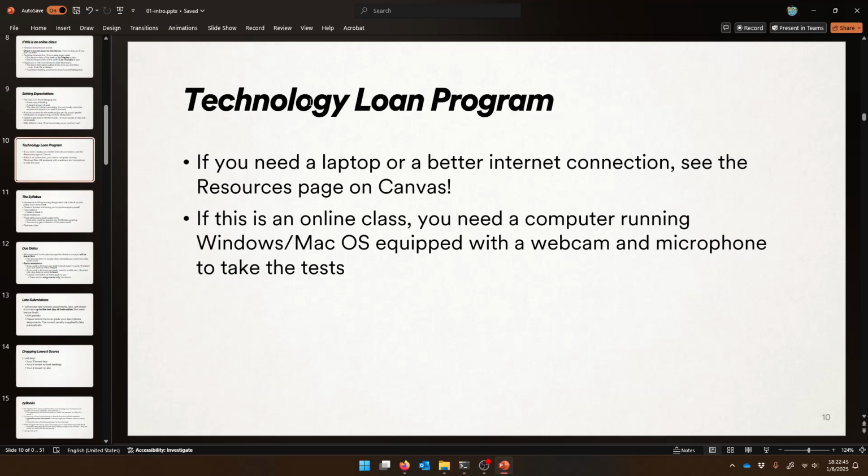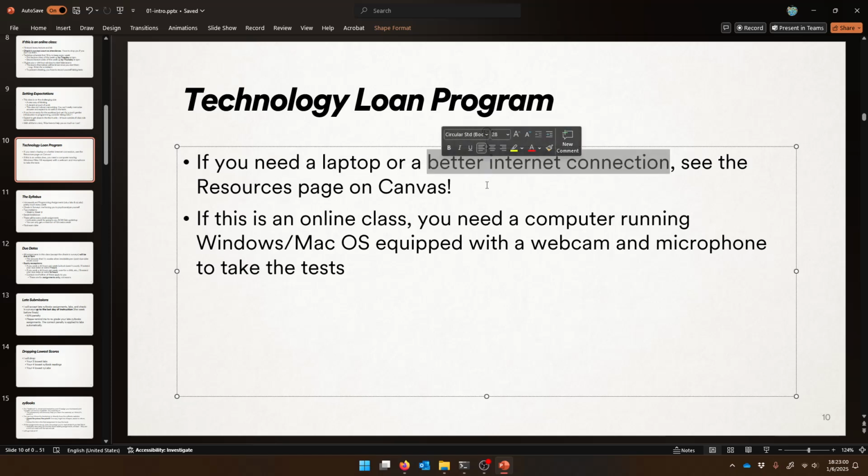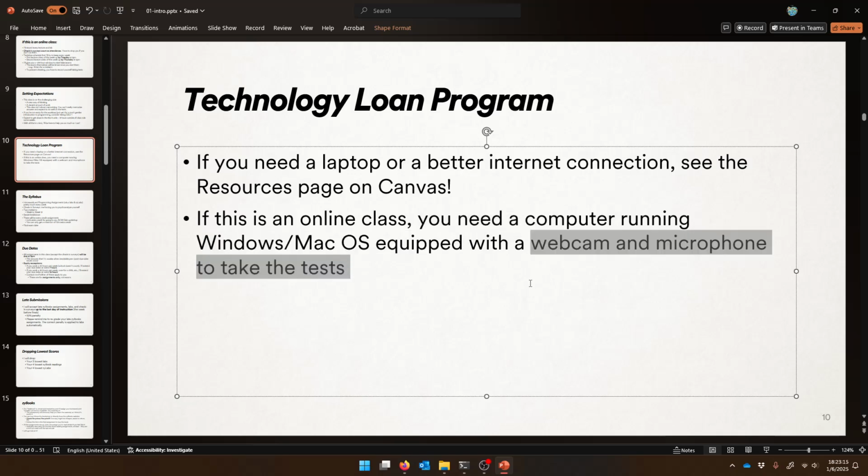As far as technology goes, if you need anything in terms of technology to help you succeed in the class, you can go to the library for it. So if you need a laptop or even a hotspot router, if you have a bad internet connection at home, the library is renting out those things for you. So please see our resources page on Canvas for more information about that. If you are in the online class, you do need a Windows or macOS computer with a webcam and a microphone to take the tests, because you are going to be recording yourself taking them. So make sure you have that. Get it from the library if you don't have one.